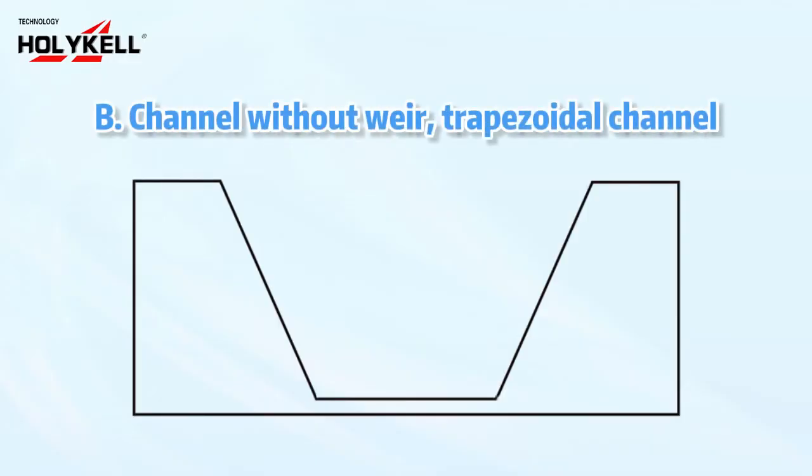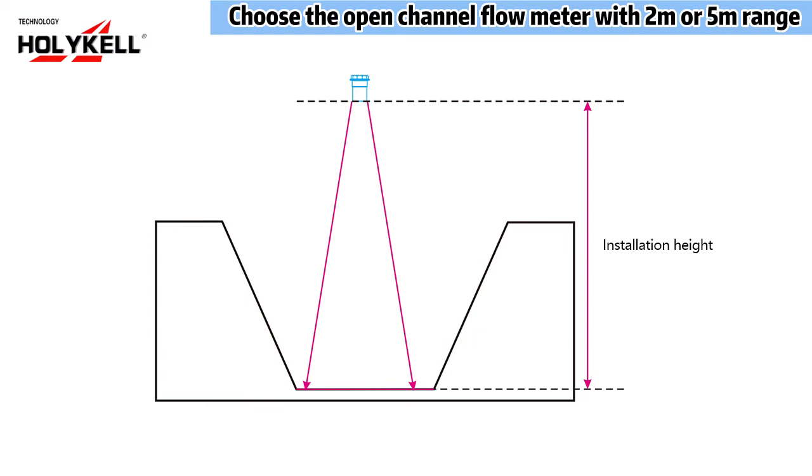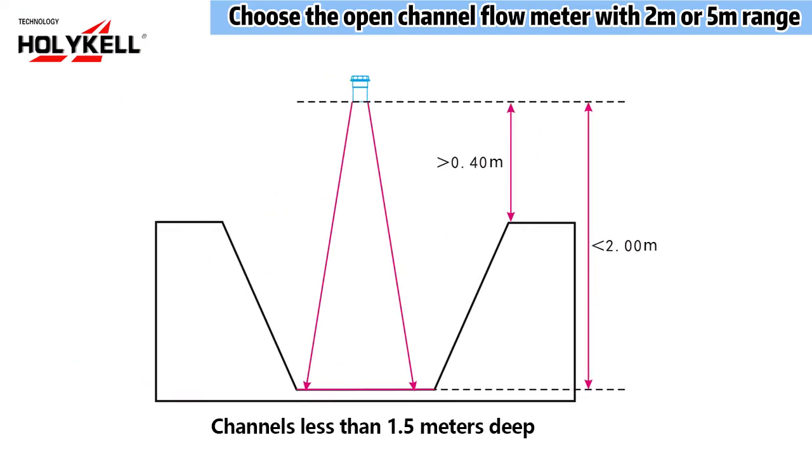B, channel without weir, trapezoidal channel. Choose the open channel flow meter with 2 meters or 5 meters range.